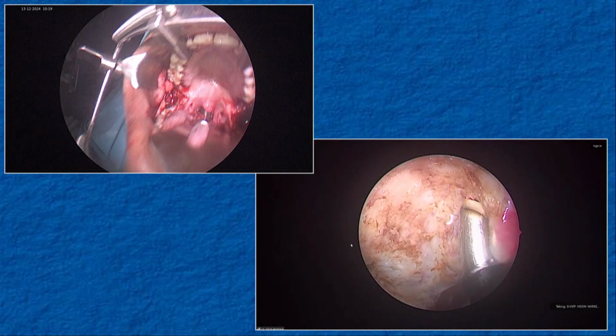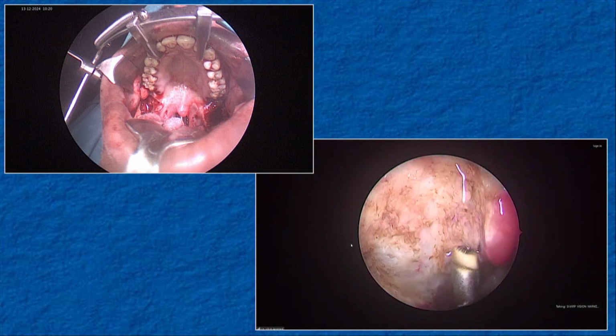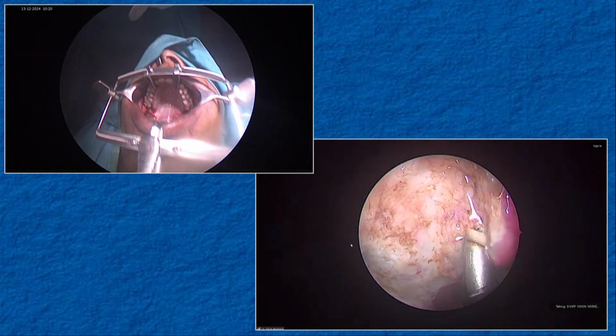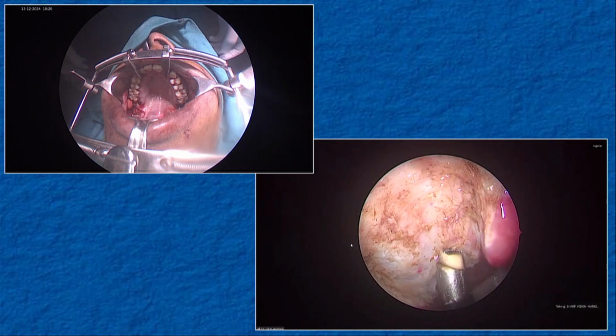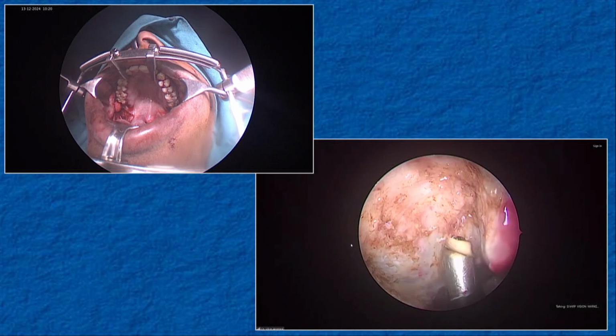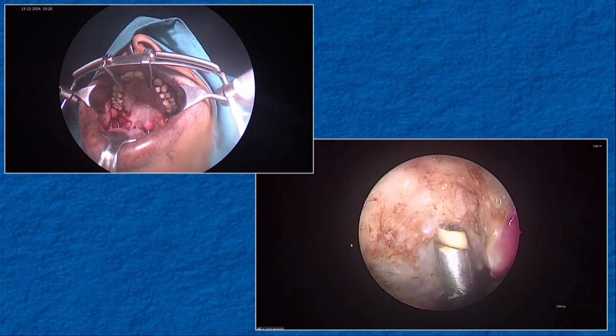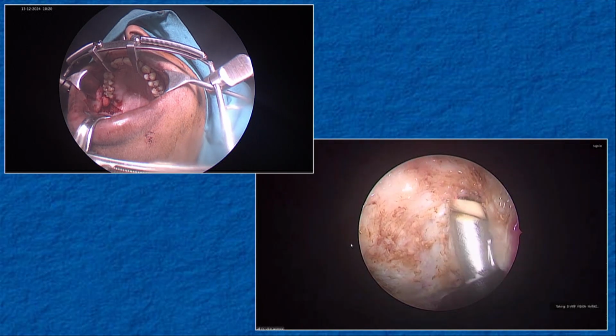Today we are going to proceed with the palatal flaps. I'll talk about the palatal flaps step by step. I'll be most happy to answer any questions. Blade, please.